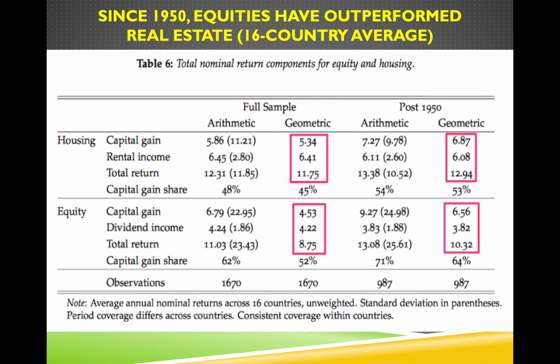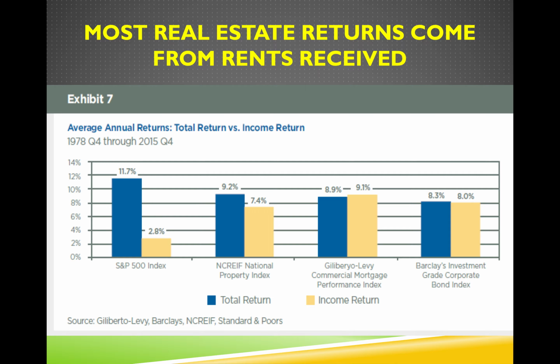That's the full sample, but if we look at after 1950, what we see is housing has a 12.94% total return, and the total return for stocks is about 10.32%. So that actually looks like real estate is doing better, but that's across 16 countries, by the way. That's not just looking at the United States. Most of the returns from real estate come from rents received.